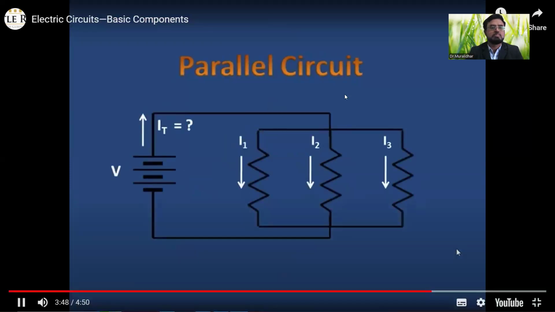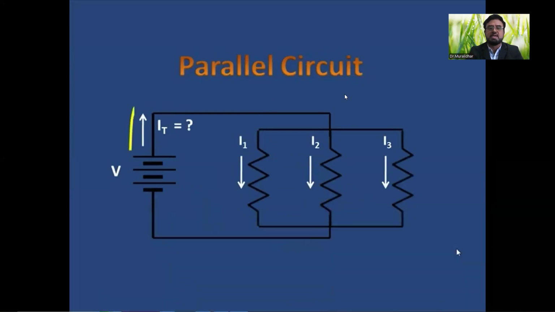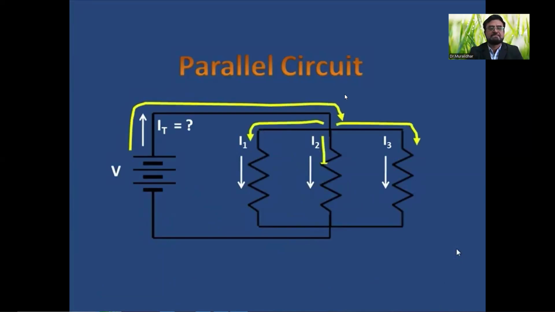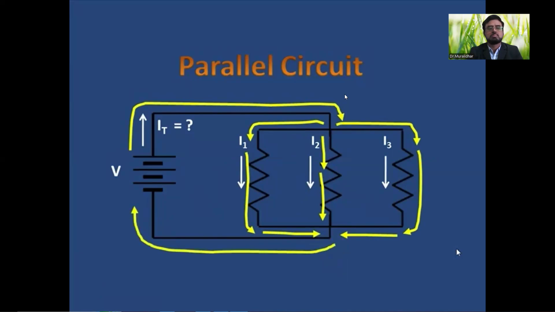And a parallel circuit has more than one path. The current, again, flows from the positive terminal, comes to the junction, splits up, goes through different paths. There's more than one path to follow. And then it comes back to another junction, and then it'll flow back to the negative terminal. A parallel circuit has more than one path for the current to flow.